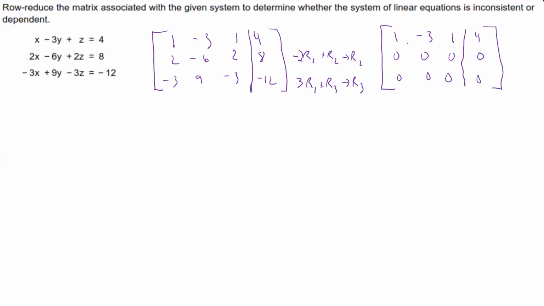All right. So we basically have one equation, really. This equation is a multiple of this one, and this equation is a multiple of this one. So it's really just one equation that we have here. These two are the exact same as this one, so when you reduce them, they all go to 0. And so that means it's dependent, because there's going to be infinite solutions.